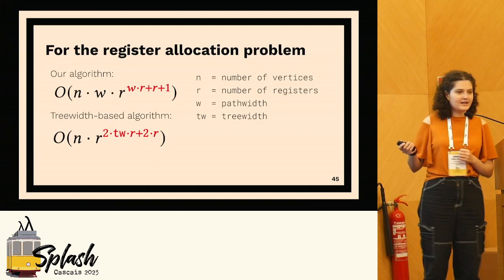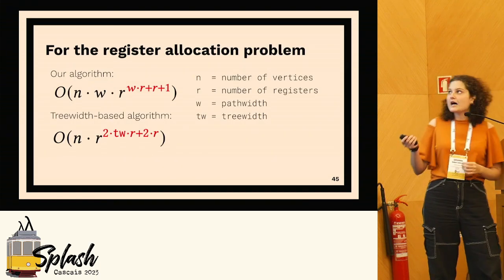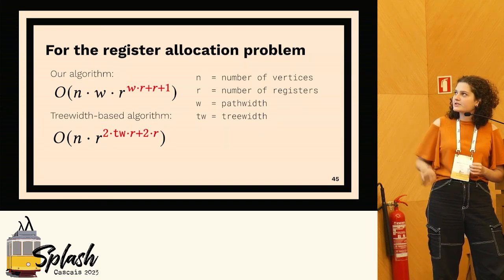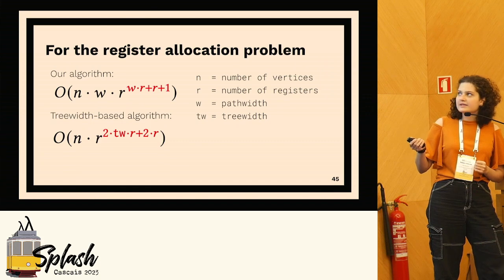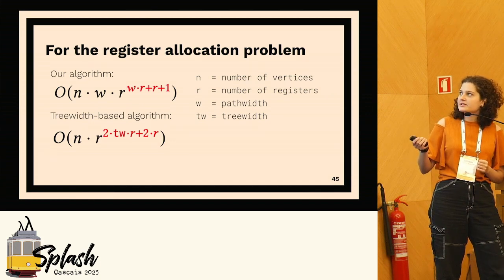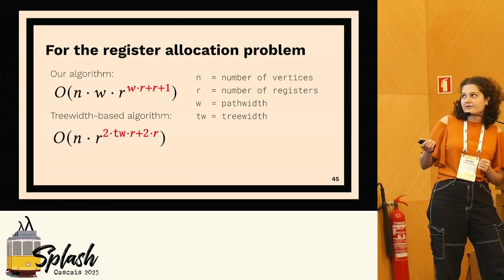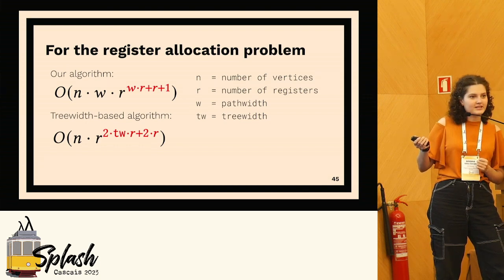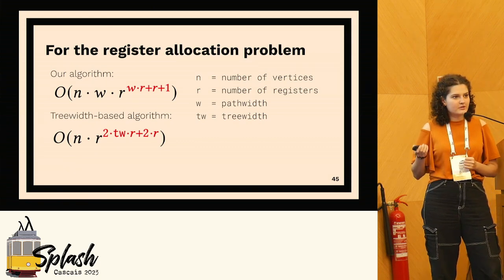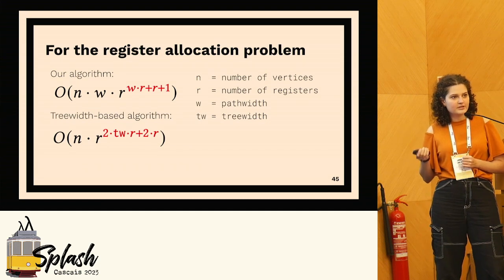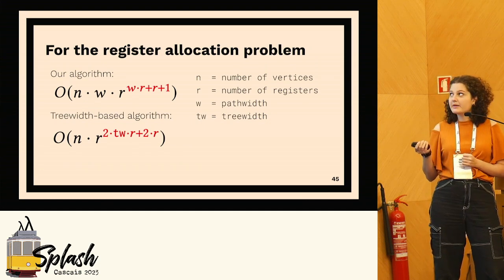Okay, so now we can look at the register allocation problem. Our dynamic programming algorithm has this runtime here. And the previous tree width-based algorithm has this runtime. So as you can see, on the exponent of the number of registers, ours is about half of this, right? It is half if you ignore that these variables are different. Here we're looking at the path width of a graph, and here we're looking at the tree width of a graph. And as we saw before, the tree width of a graph is always smaller than the path width. So which one of these is actually better?